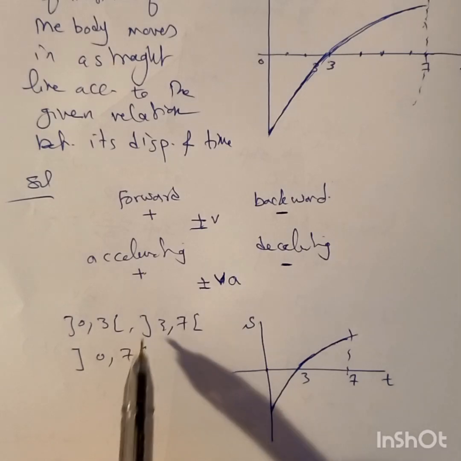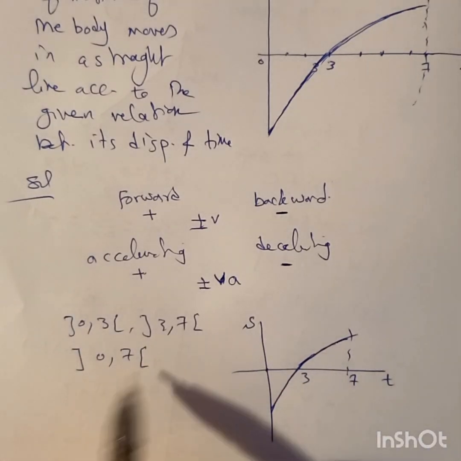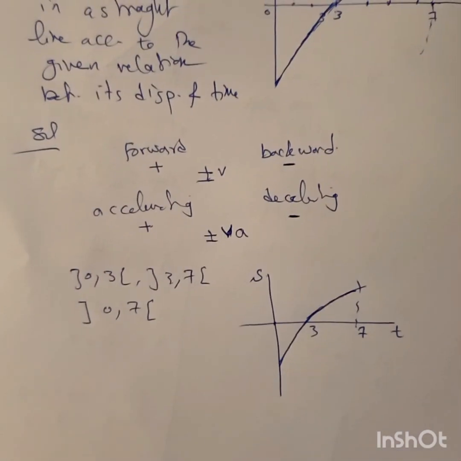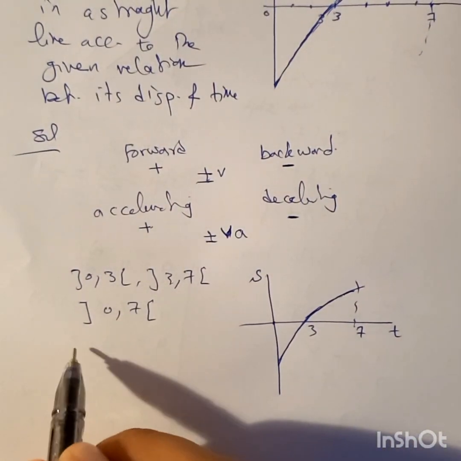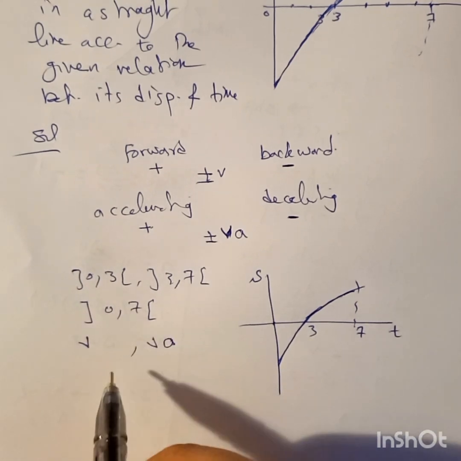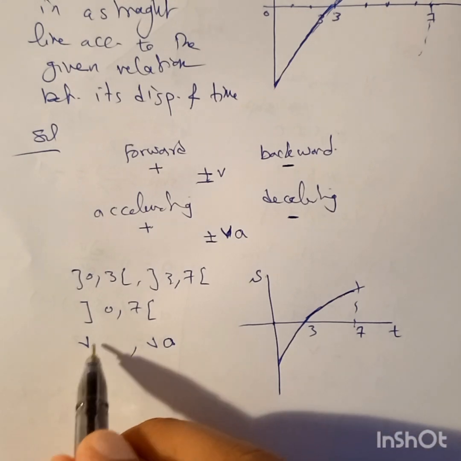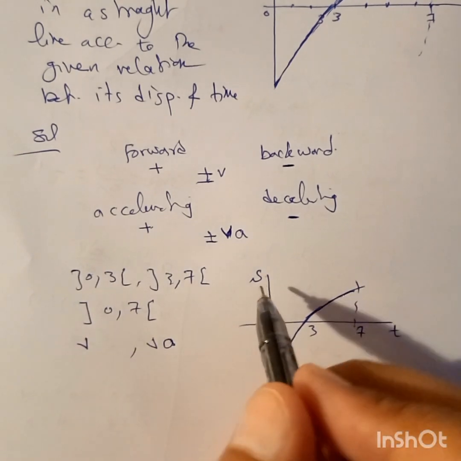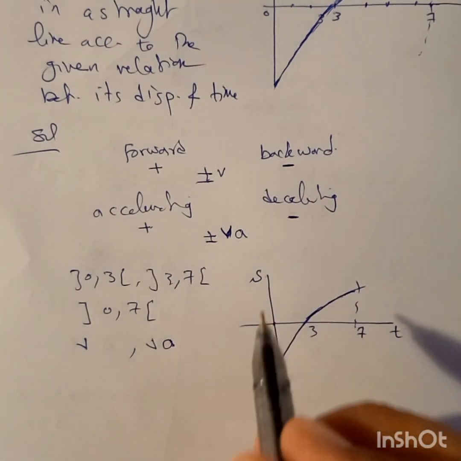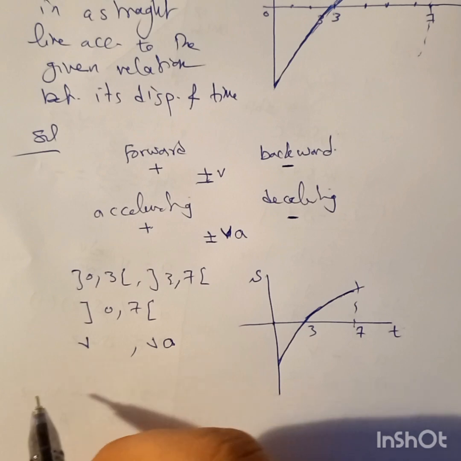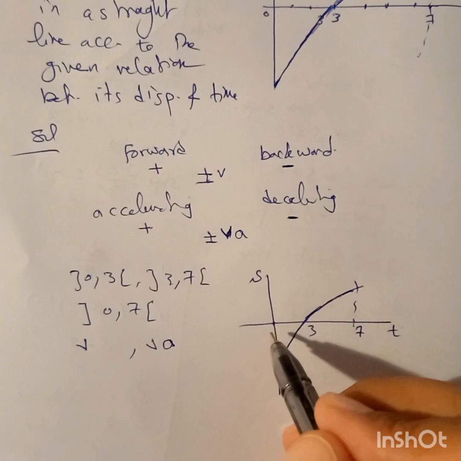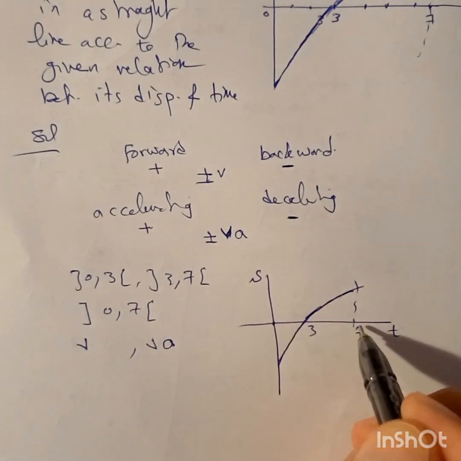Okay, in this special example, we'll use 0 to 7, and we can apply it from 0 to 3 and 3 to 7 the same way. Then from 0 to 7 we have to identify the sign of v and the sign of va. First, we can find the sign of v as we are dealing with an st curve, so the sign of v is the sign of the slope of the tangent to this curve at any moment during the time interval from 0 to 7.